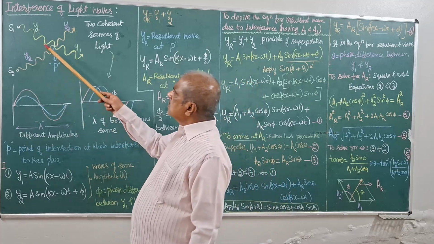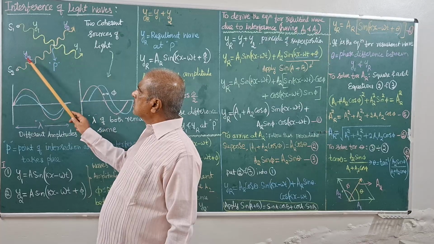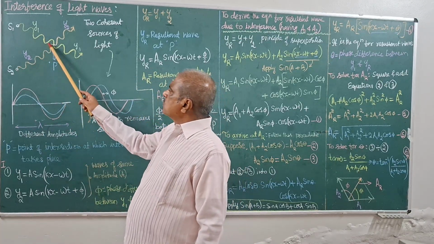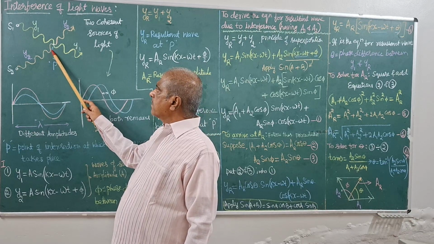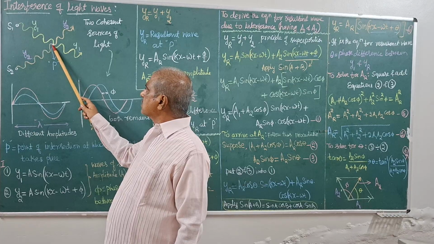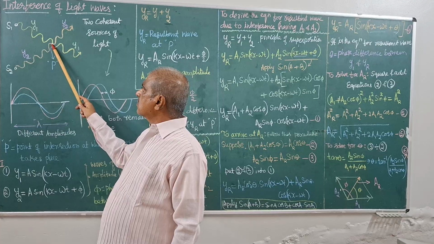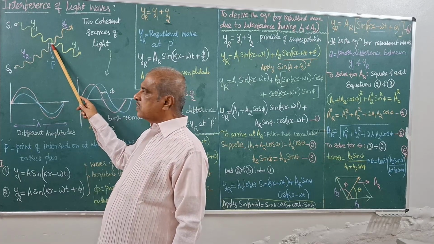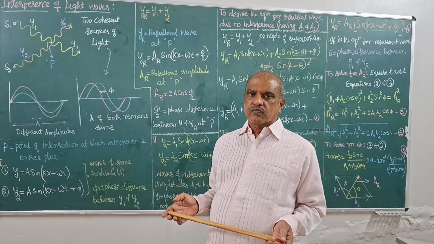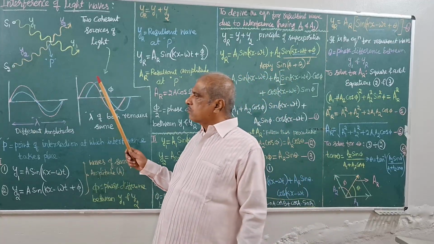and the waves are specified by the functions y1 and y2. These two waves, while traveling in space, intersect each other at this point. This is the point of intersection. At this point, the interference takes place, which alters the amplitude of the wave.